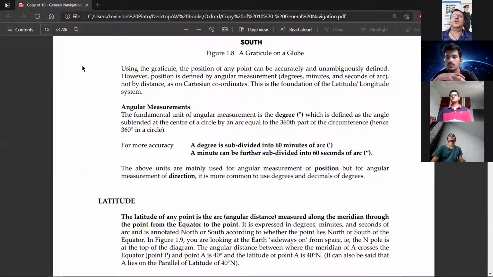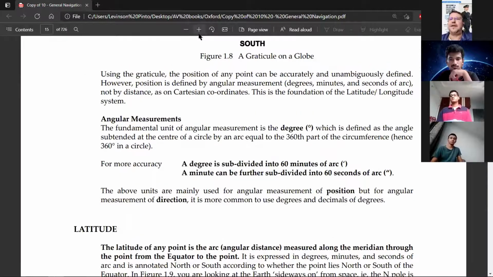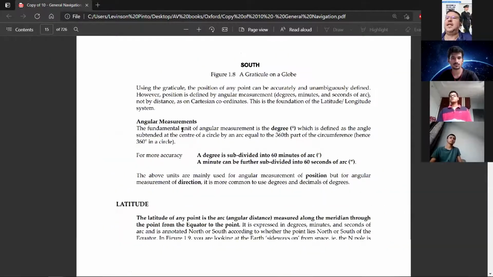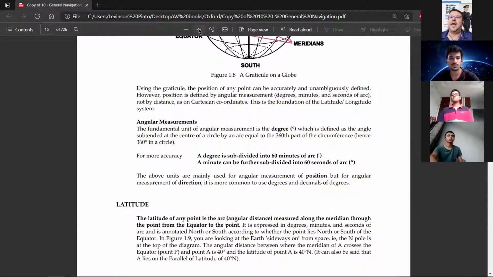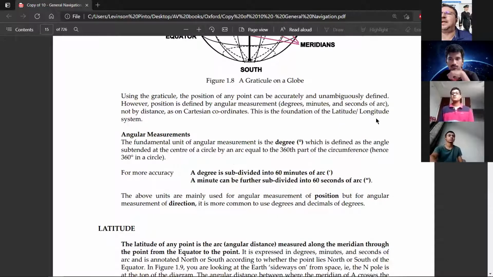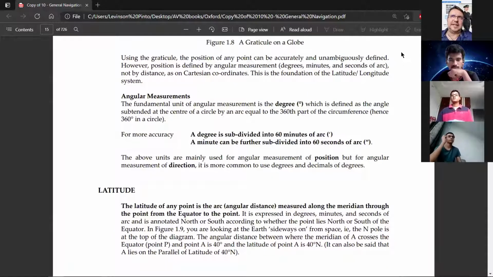Okay, so we are talking in degrees. Degrees, you will talk for everything. So these will be in the charts to interpret, for example, a degree is subdivided into 60 minutes of arc. A minute can be further subdivided into 60 seconds of arc. So this is the reference that you will get also for approach.